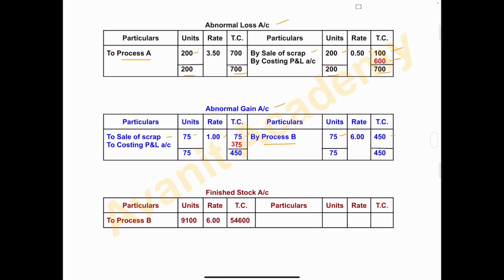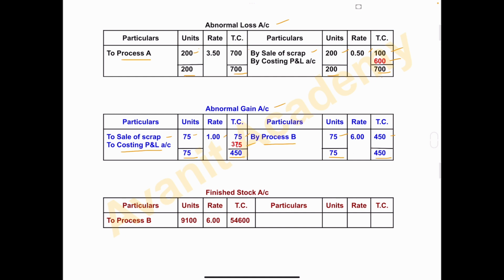Close the credit side, units is 75, total cost 450, same amount we will write debit side, units 75 and total cost is 450. From 450 minus 75, you will get the difference amount 375. The difference amount is 375. To that write, to costing profit and loss account.